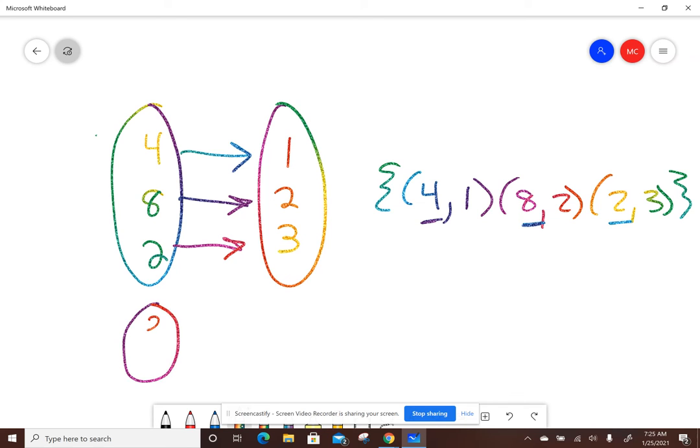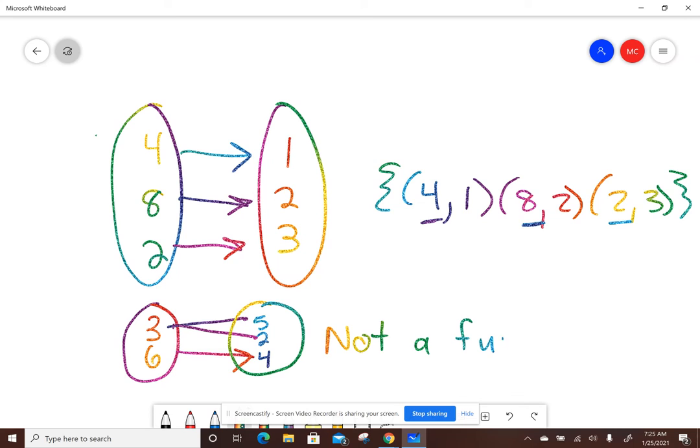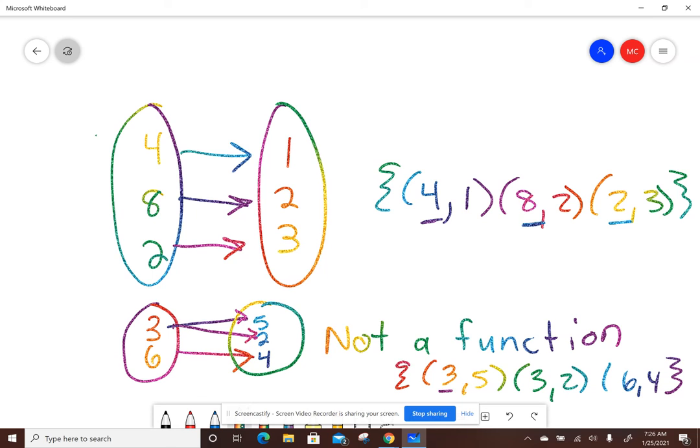Let's compare that to the next one, 3, 6, 5, 2, 4. 2 arrows come out of the 3. This is not a function. It's not a function because 3 maps to 2 different y's. So for every x, there's not one y. I could write this using set notation, (3, 5), (3, 2), (6, 4). It's not a function because x repeats.